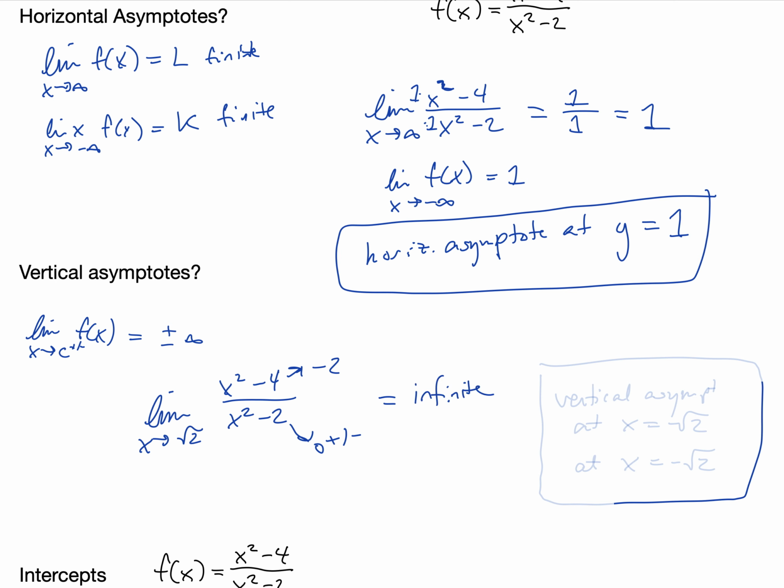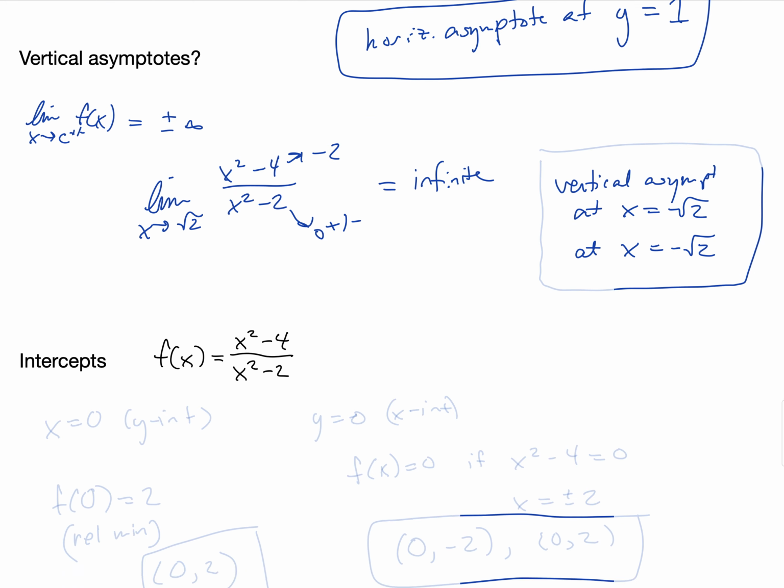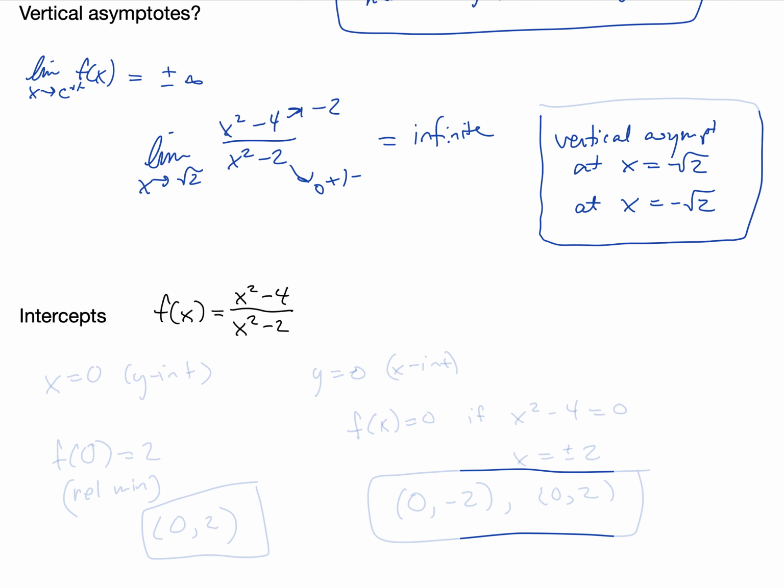It's going to be an infinite limit, and therefore we've got a vertical asymptote at x equals square root of 2, and we'll also have one at x equals negative square root of 2 for the same reason. All right, lastly, we want to look at the intercepts before we sketch the function. So the intercepts are where x equals 0, that's the y-intercept, or where y equals 0, that's the x-intercept, the place where it hits the x-axis.